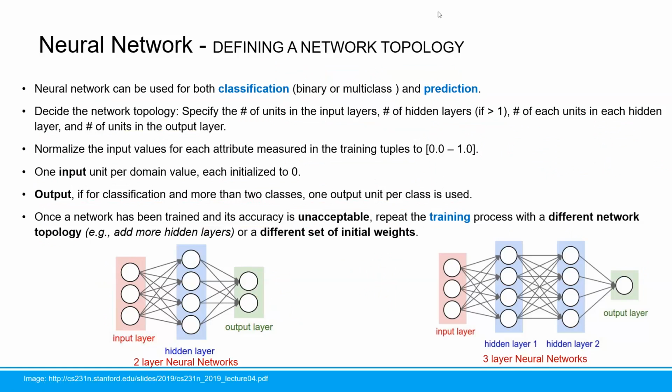For example, I think last week there was a question, how many hidden layers is good? We do not know. If the accuracy is unacceptable, then maybe we can add more hidden layers, or we can have a different set of initial weights.